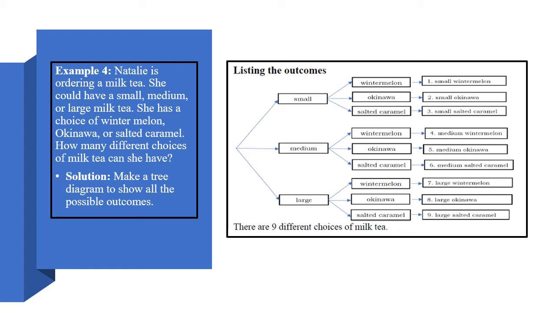Example number 4, Natalie is ordering a milk tea. She could have a small, medium, or large milk tea. She has a choice of winter melon, Okinawa, or salted caramel. How many different choices of milk tea can she have? So, solution, make a tree diagram to show all the possible outcomes. So, we have here the tree diagram. These are the possible outcomes using the tree diagram. So accordingly, there are 9 different choices of milk tea.